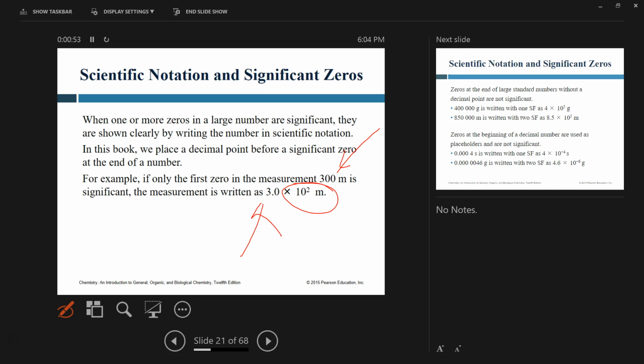And you have an example here where only the first zero is significant, meaning that only this zero in the center is significant, okay? So write 3.0, you keep the same number of significant figures, 2 significant figures. So these 2 are significant. You keep these 2, but you write it in a slightly different way, okay?